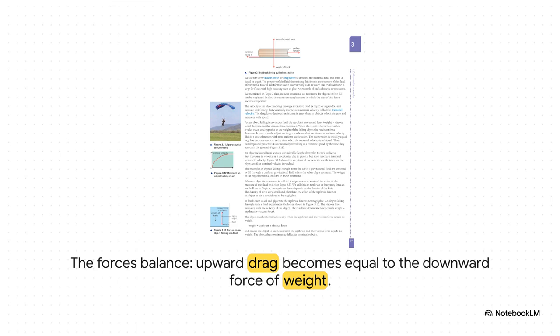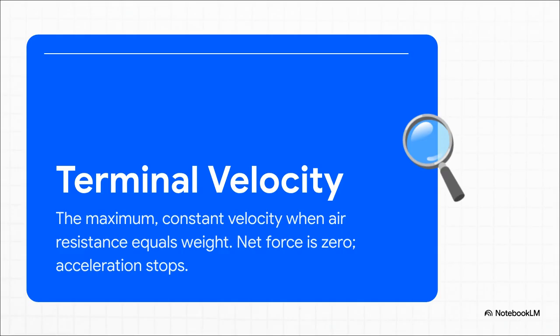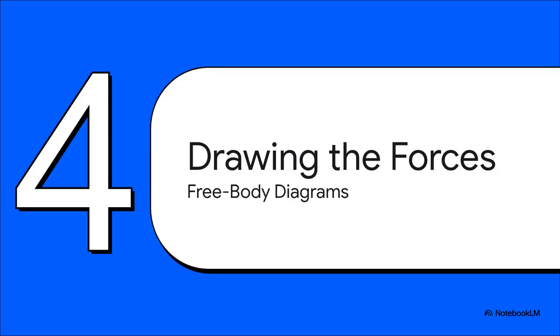And there it is, the moment of truth. The upward push of air resistance has finally gotten strong enough to perfectly cancel out the downward pull of gravity. The forces are in perfect balance. And that, my friends, is our answer. It's called terminal velocity. When those forces balance out, the net force, the overall force, is zero. And what does Newton's second law tell us? If the net force is zero, acceleration stops. The skydiver doesn't get any faster. They just continue to fall at that high, but now constant speed. Mystery solved!